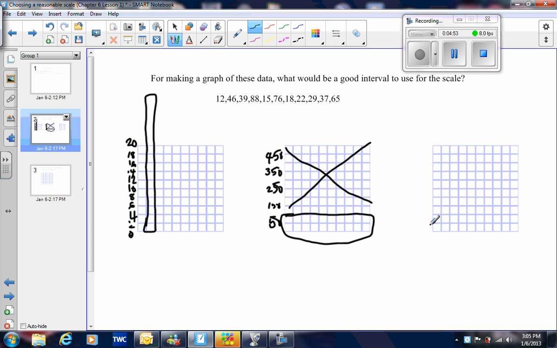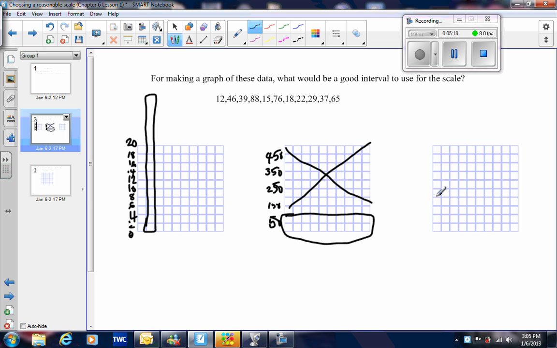So maybe I would choose something a little bit larger, like 10: 10, 20, 30, 40, 50, 60, 70, 80, 90, 100. So I can graph all the way up to 100. My largest piece of data is 88, so that would be right in this area. Again, I'd be losing out on a little bit of space.